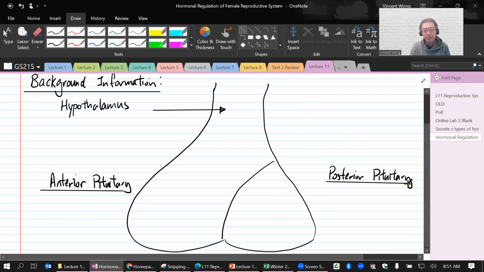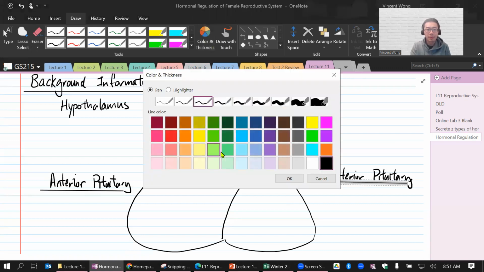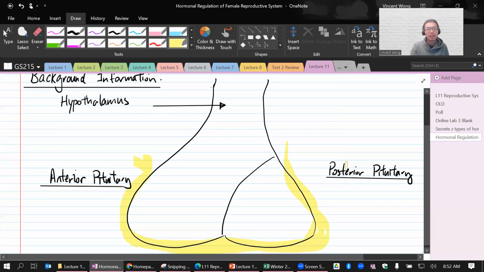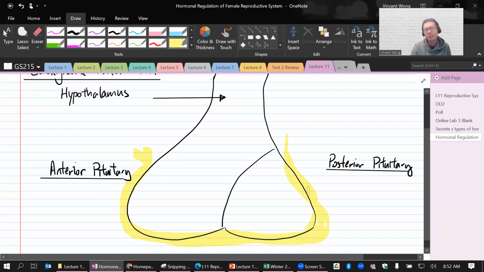Okay. Now I just want to double check to see if you remember. Don't draw this. But there is a bone that protects the pituitary gland, right? It has a little groove on top that protects it. Does anybody remember what bone that is?